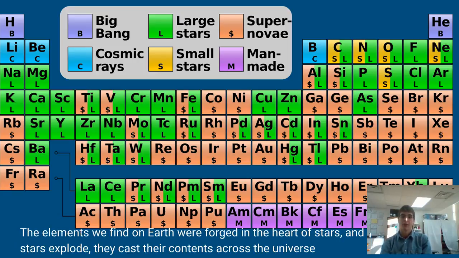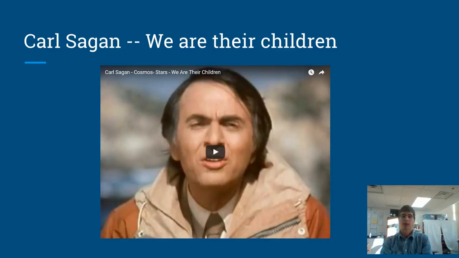And with a few exclusions, the ones at the bottom, the purple ones, are things that we made here on Earth that are very unstable. But for the most part, the elements we interact with every day are made from stardust. To elaborate on that point, we have this video from Carl Sagan, and you guys can watch that on your own time.